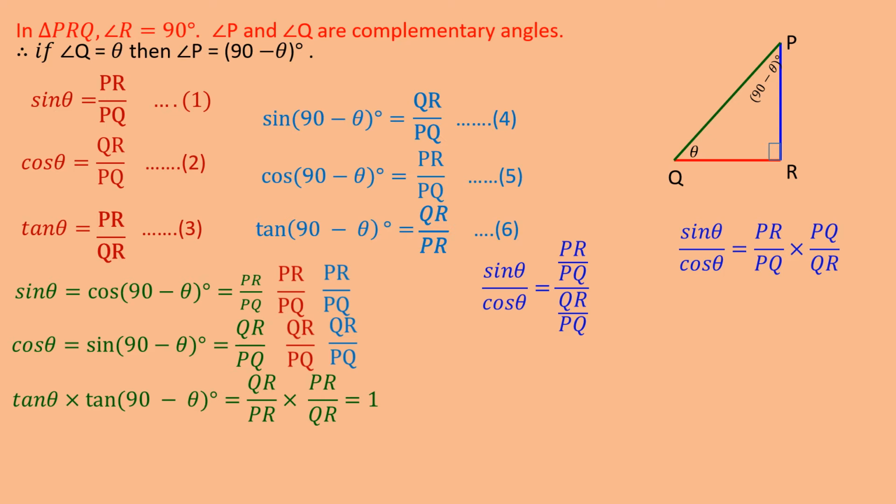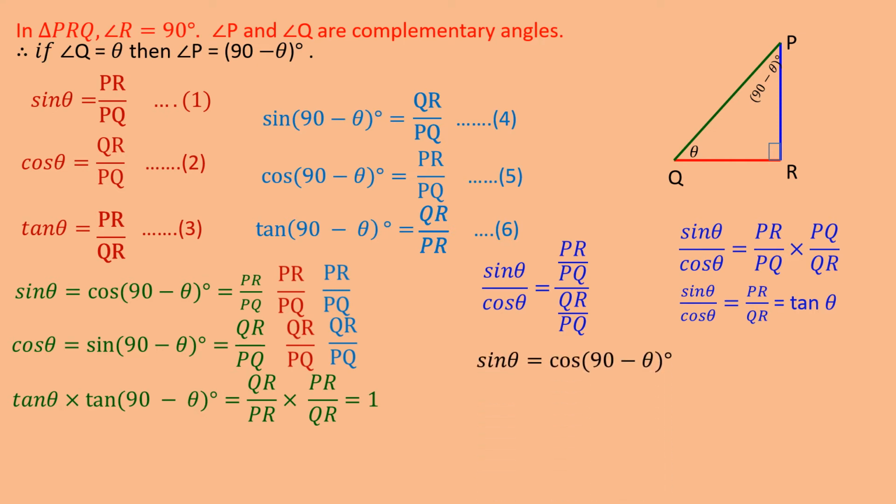As you can see, PQ and PQ will get cancelled. So we get sine theta upon cos theta equals PR upon QR, and check with tan theta, you will find the same thing, PR upon QR, and therefore it equals tan theta. So you can say that sine theta upon cos theta equals tan theta. The same thing with the blue color equation also: tan of 90 minus theta equals sine of 90 minus theta upon cos of 90 minus theta. It will give you the same value.